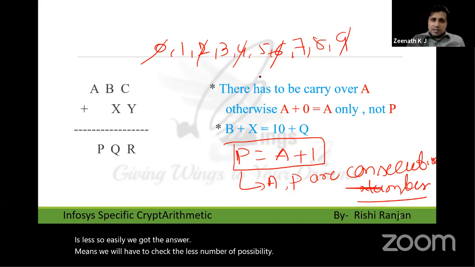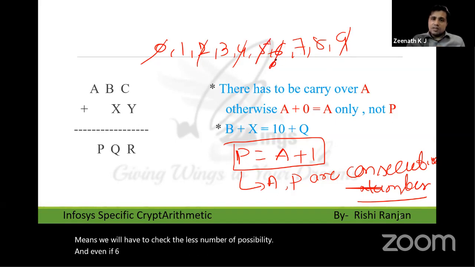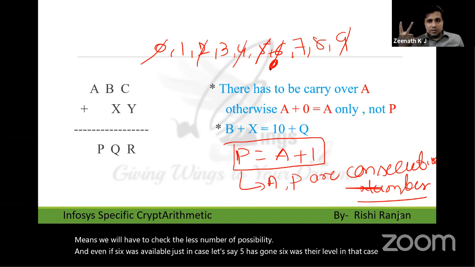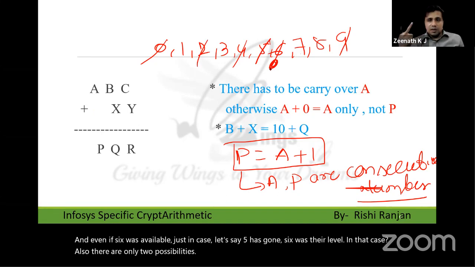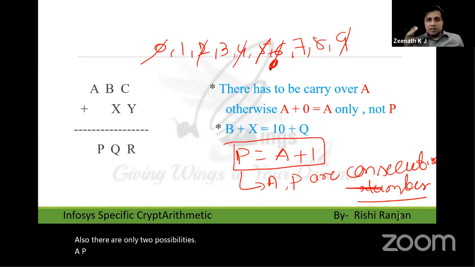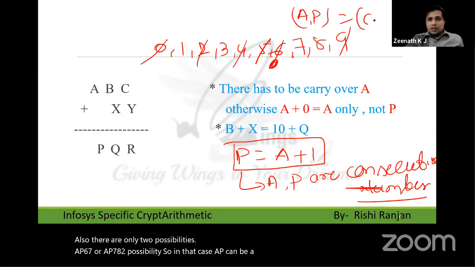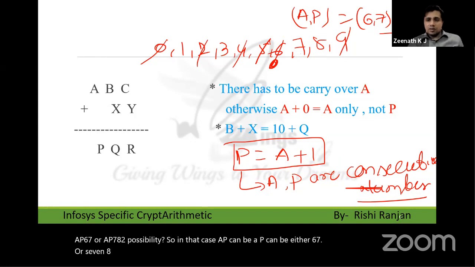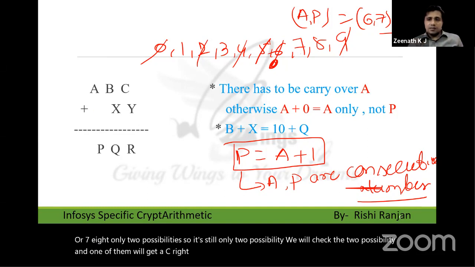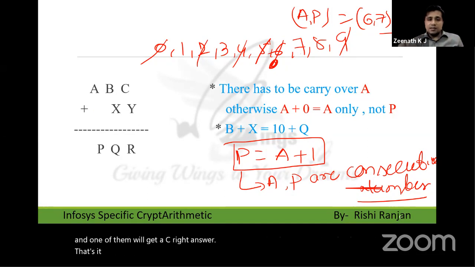And even if 6 was available, just in case, let's say 5 was gone, 6 was available. In that case also, there are only two possibilities. AP can be either 6, 7 or 7, 8. So still only two possibilities. We will check the two possibilities and one of them will get us the right answer. That's it. So the question becomes easy.